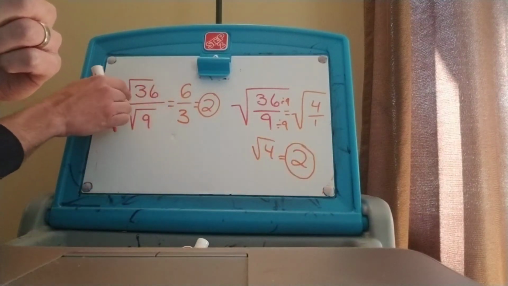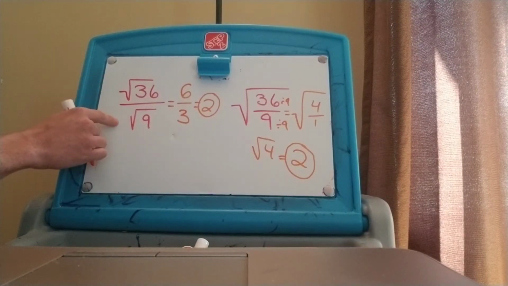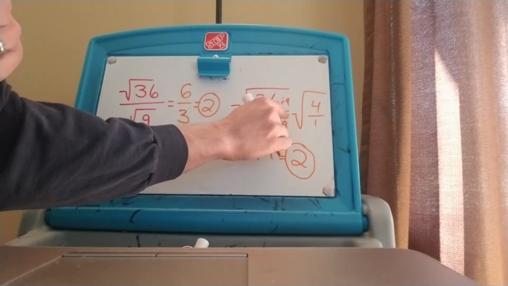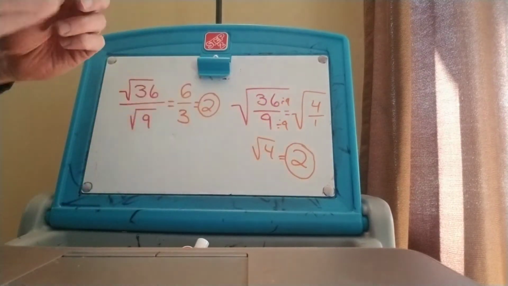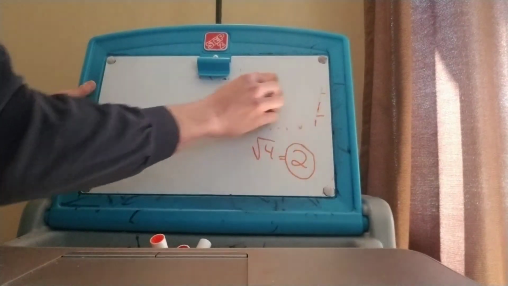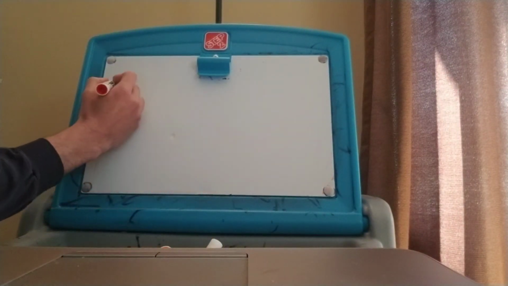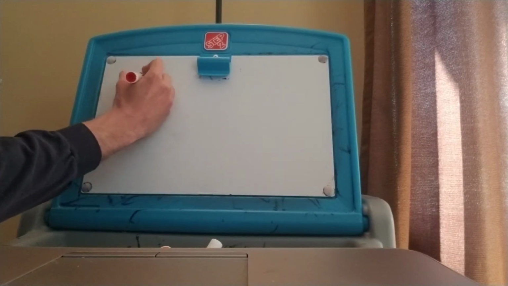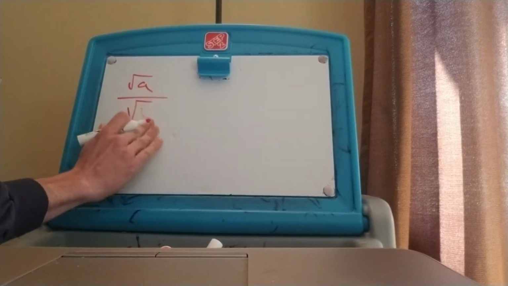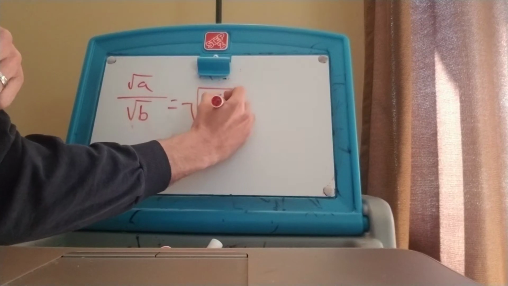So realize that if I have a numerator and a denominator, I could find the square root of the numerator, the square root of the denominator, and then simplify. Or if the whole thing is under a radical, I could simplify and then get the square root. It really doesn't matter. It comes out to the same thing. So what does that mean? That means that here is a rule we can follow as far as radicals go. It's kind of similar to the multiplying rule we talked about in a prior video. It's that the square root of a over the square root of b is the same thing as the square root of a over b.